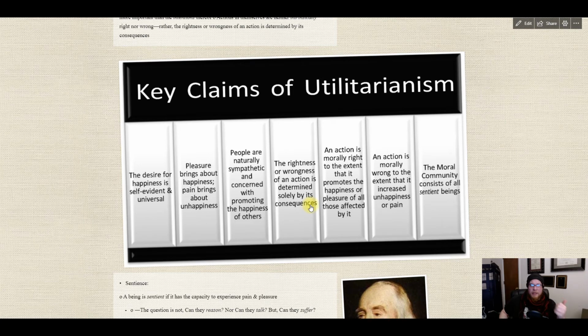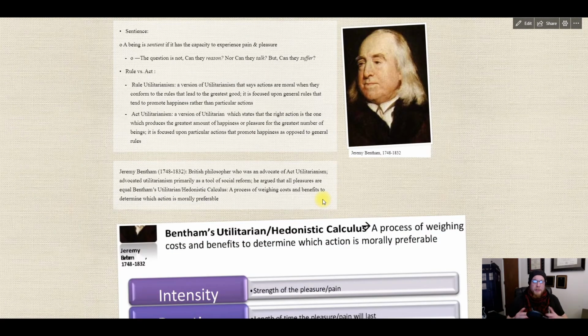Does it produce happiness and pleasure? It's good. Does it produce pain and unhappiness? It's bad, even if it has the right intention. Utilitarianism can be split into basically two kinds: rule utilitarianism and act utilitarianism. Rule utilitarianism is the version of utilitarianism that says that actions are moral when they conform to the rules that lead to the greatest good. So we start with some basic principles and we say these are things that we can and cannot do.